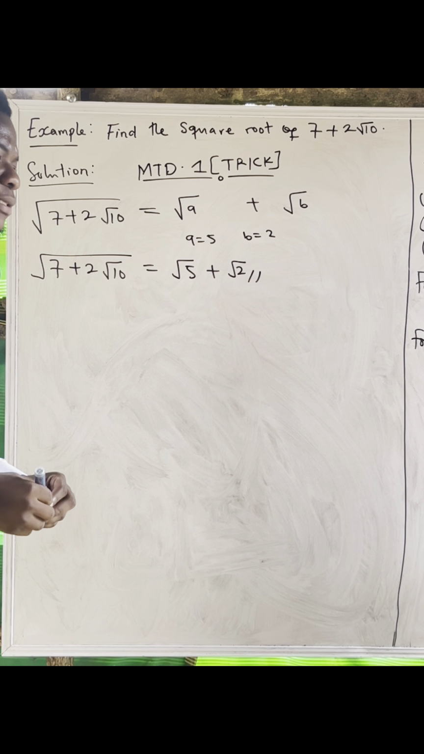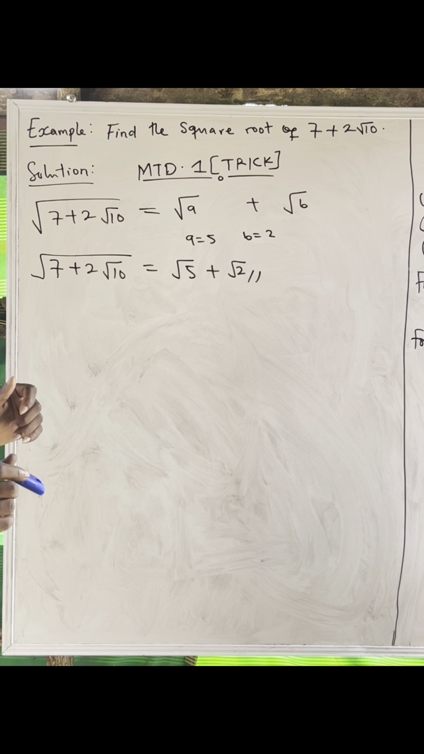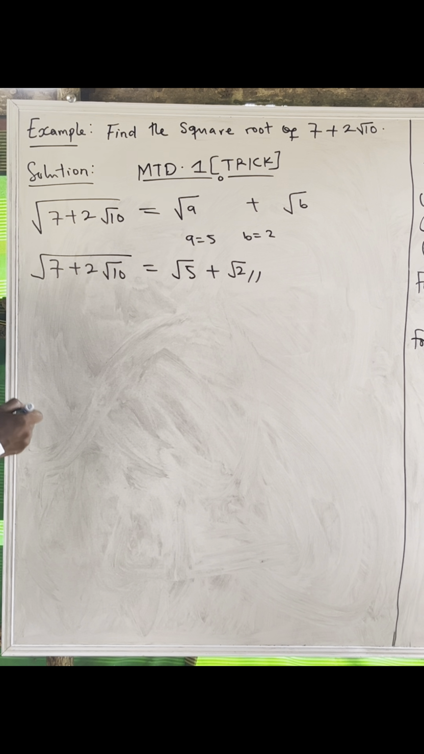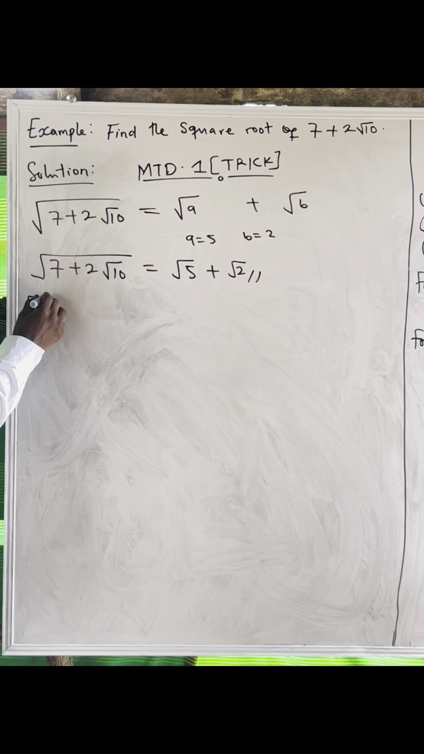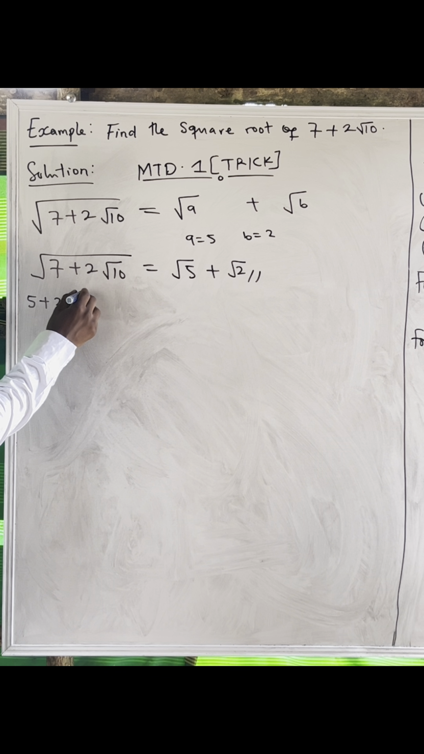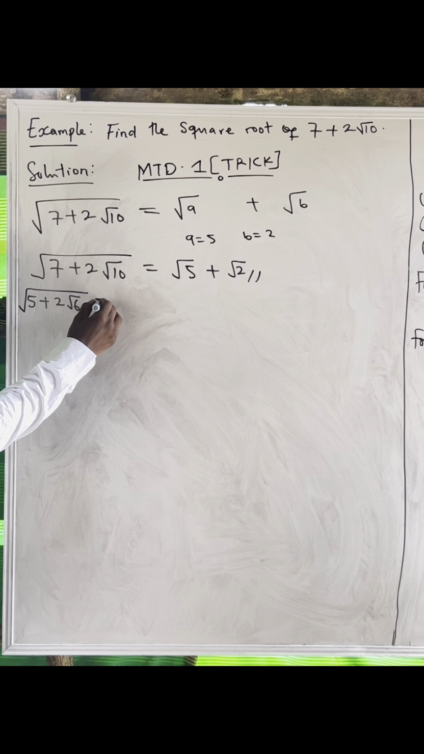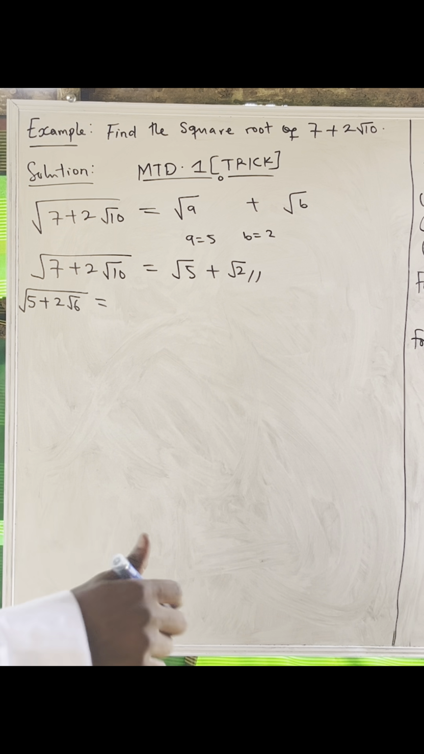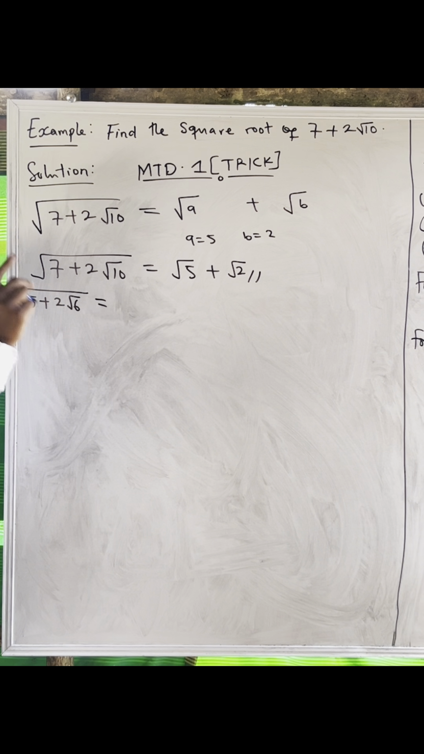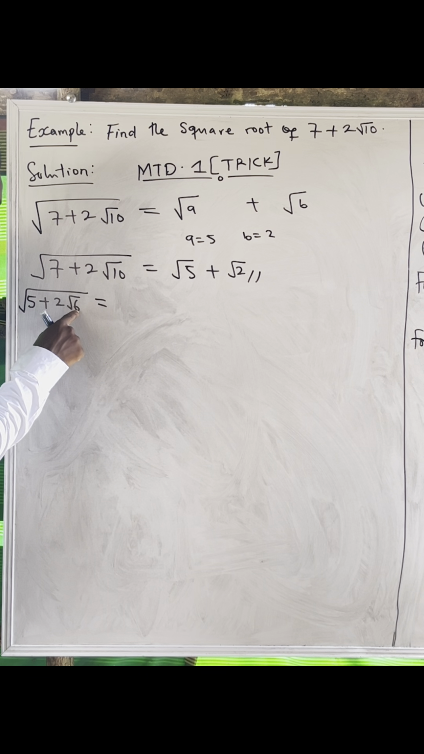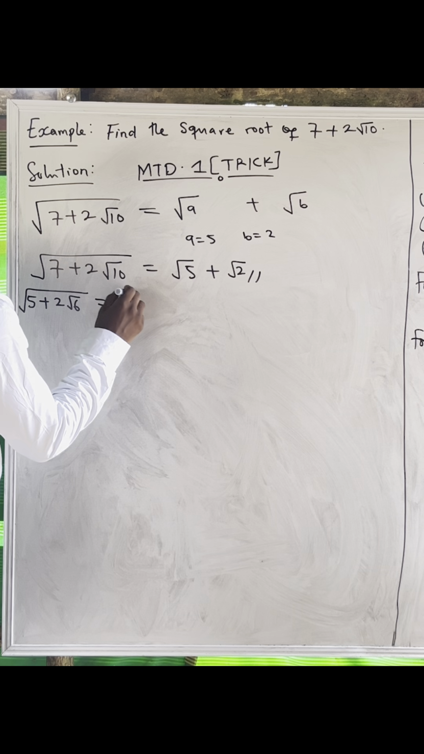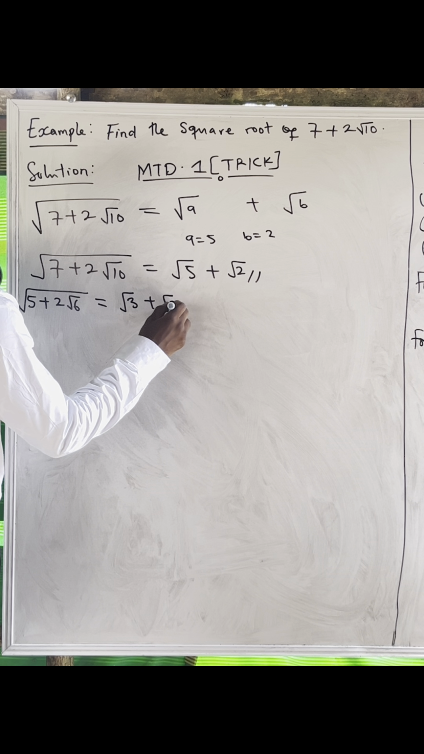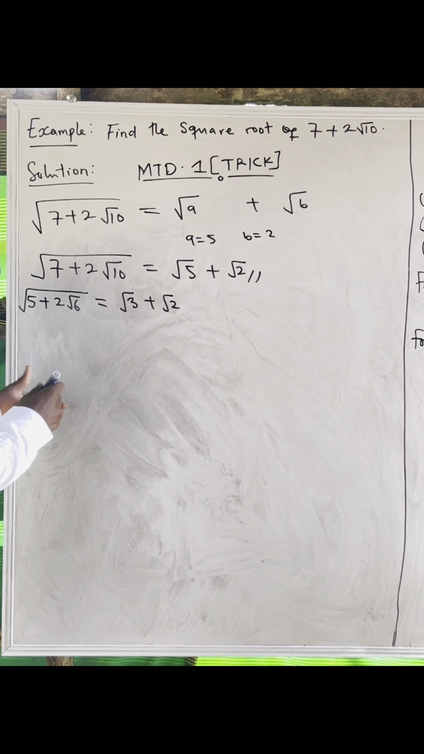Okay? Now, guys, before I move on, let me test you with this trick. Let's say you have a question like the square root of 5 plus 2 root 6. What do you think the answer is? Let me see your answer. Just look for two numbers. If you multiply them together, you will get this 6, and if you add them together, you will get this 5. What numbers are those? 3 and 2. So your answer will just be root 3 plus root 2. Do you get that? That is that, guys.